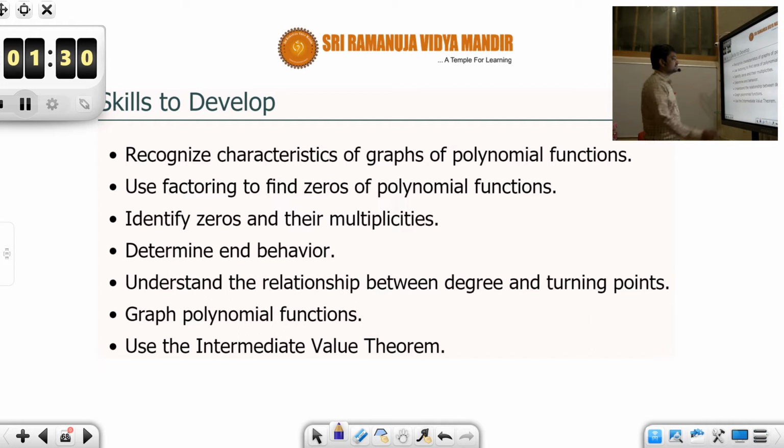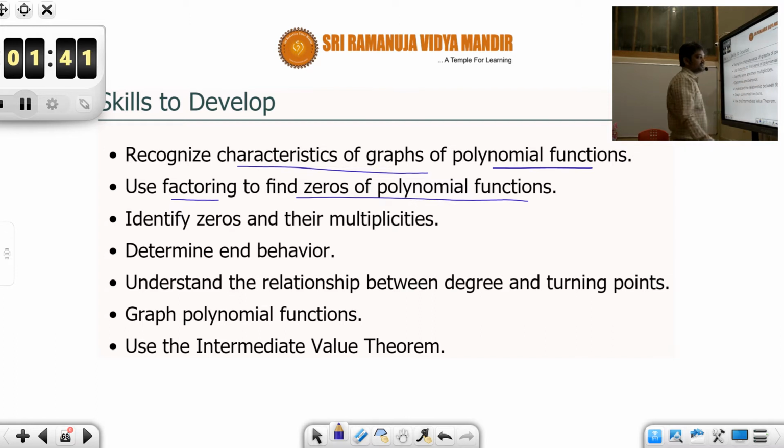So the skills to develop are: recognize characteristics of graphs of polynomial functions. Okay, and then use factoring to find zeros of polynomial functions. This you have already learned, how to factor the polynomial function. And then identify zeros and their multiplicities. What are zeros? It means when you factorize the polynomial function into respective linear factors, and equate them, then the x-intercepts, or the points at which the factors become zero, are called zeros or roots. So this we have already discussed.